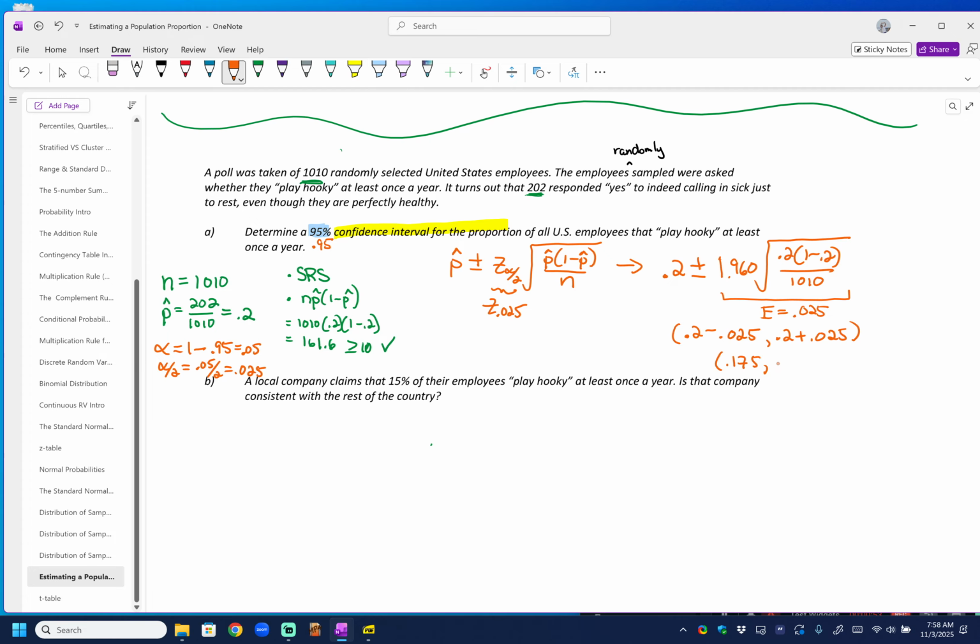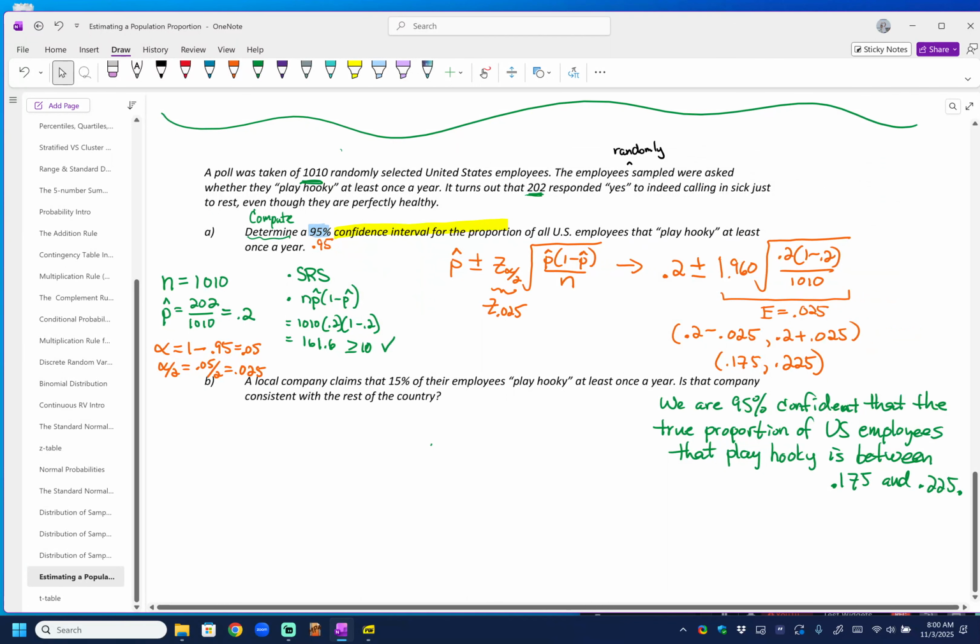Okay, let's also talk about the interpretation, which I wrote out here to save time. We would say we are 95% confident that the true proportion of U.S. employees that play hooky is between 0.175 and 0.225. Again, the problem asks you to interpret. This is what you would write. I again highlighted the portions of this little form sentence that you would replace for every individual problem.